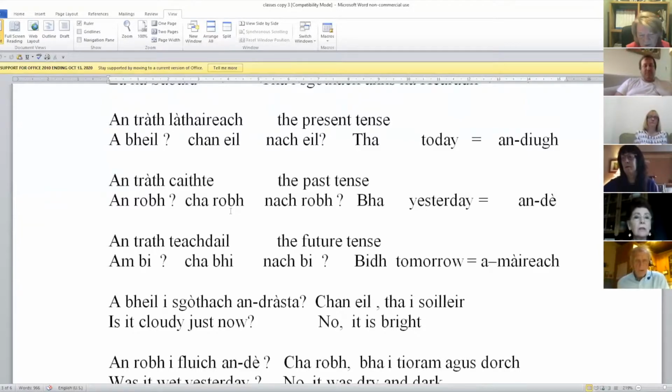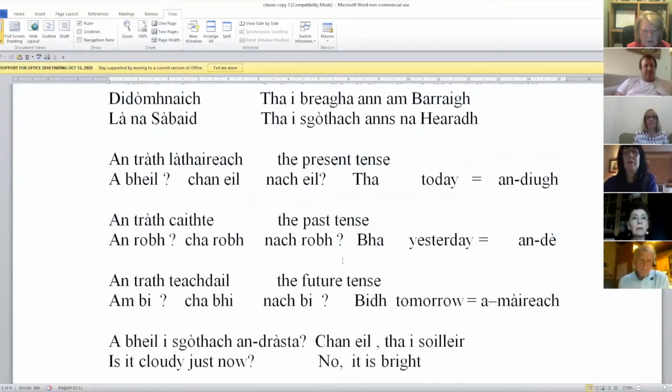Cha, really good Scottish sound, like loch. Cha, charo, nachro, and ba. BH is a V in Gaelic. MH is a V in Gaelic. In B, cha V, nach B, B.